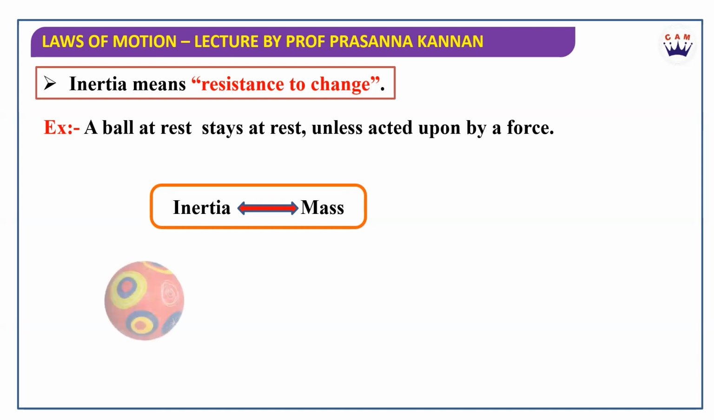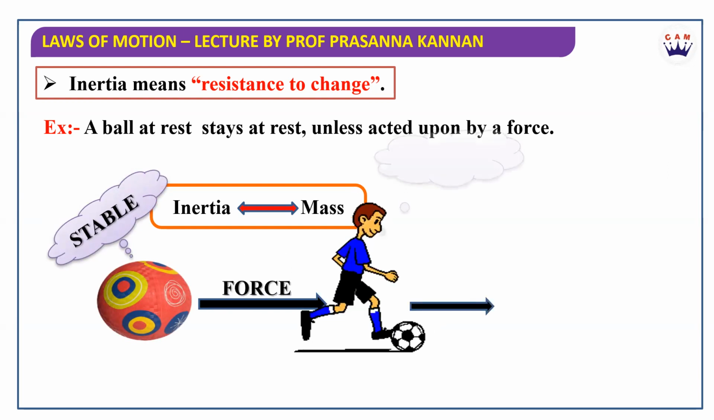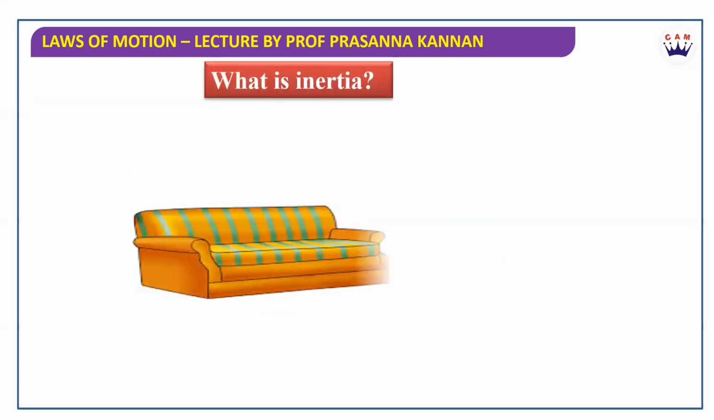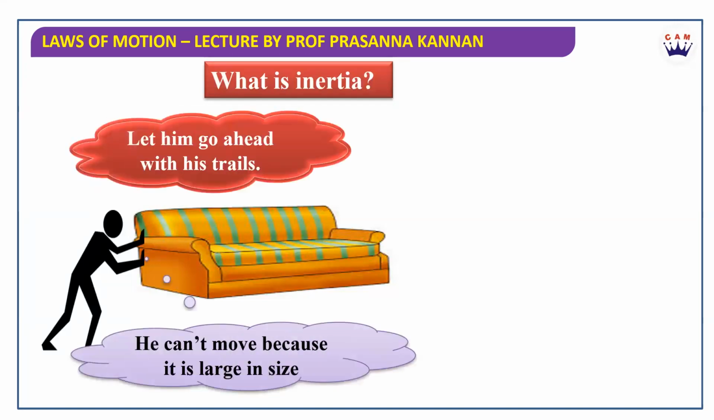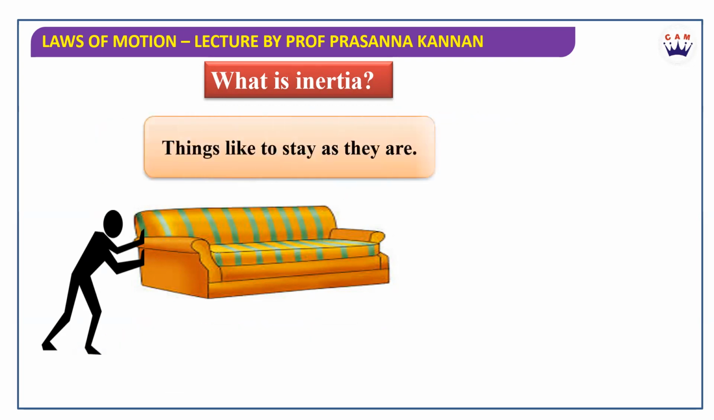The chance is there. You understand this, right? It is stable. You apply a force and you are going to set it in motion. Okay, guys, now he's trying to move the sofa. He's not able to move it. Let's say he tries a few more times, he cannot move. It's larger in size. Let's say it is also heavier. Still it is stable. Is that clear, guys? So things like to stay the way they are, right?